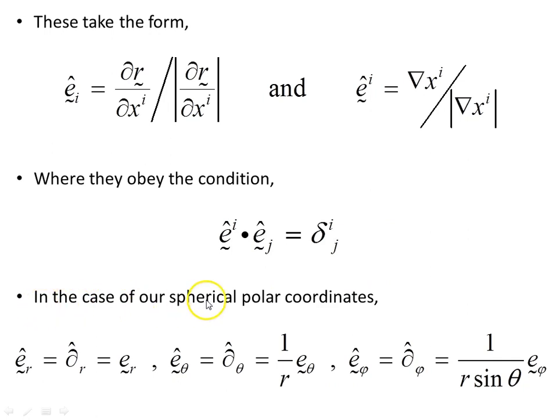In the case of our spherical polar coordinates, we can come up with an orthonormal basis, E r hat, and we put the hat over the symbol to indicate that it is a unit vector. E hat represents a unit vector, and in this case it's equal to E subscript r, but E theta hat is 1 on r times E theta, E phi hat is 1 on r sine theta times E phi. And these dotted with themselves, E phi hat dotted with E phi hat, will give us 1 when that operation is carried out.